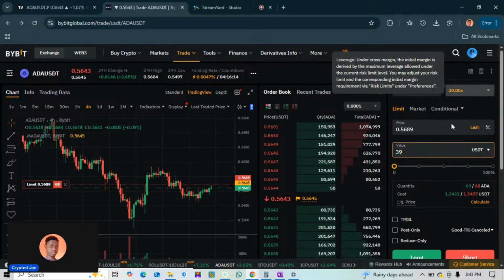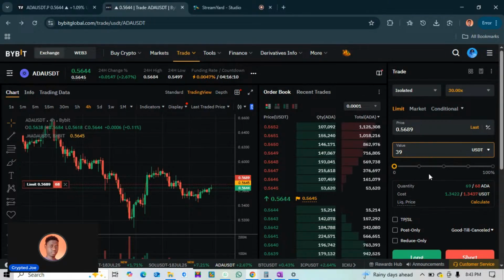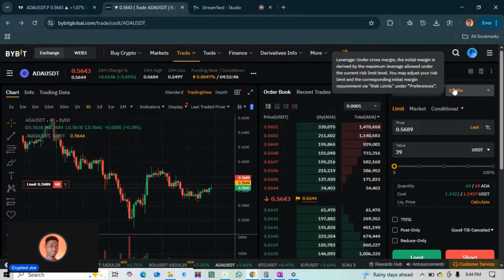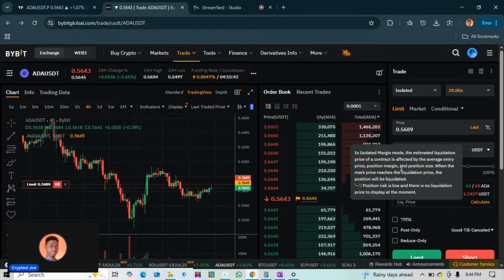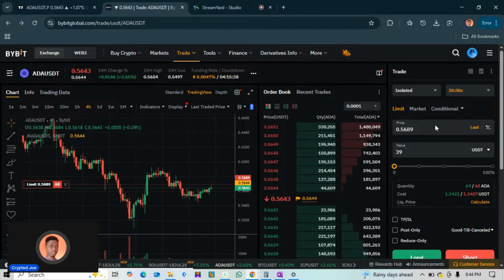Now you see, it looks like I'm entering the trade with 39 dollars, whereas I told you that cost is the actual amount you're entering the trade with, which is 1.34 USDT. So I'm entering the trade with 1.34 USDT, and it looks like I'm entering the trade with 39. Why? Because of this leverage. So if you multiply 1.34 by 30, I'm sure it will give you this 39. But on a more proper standard, this is the best way to go around it.